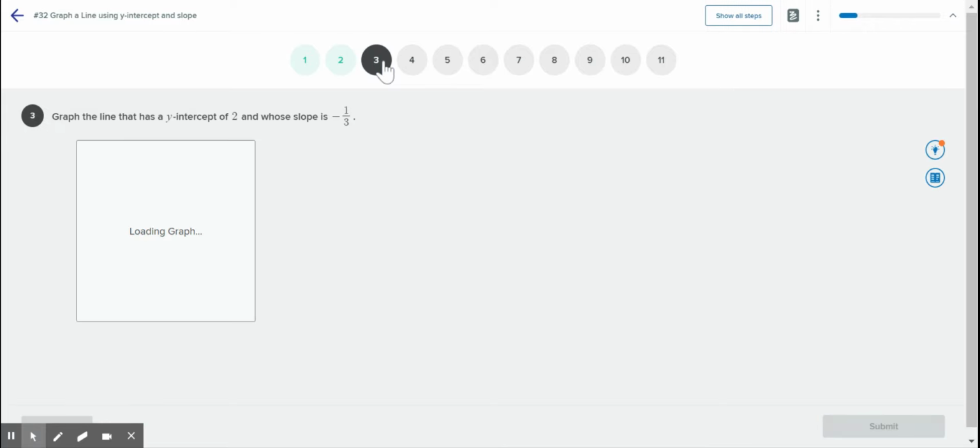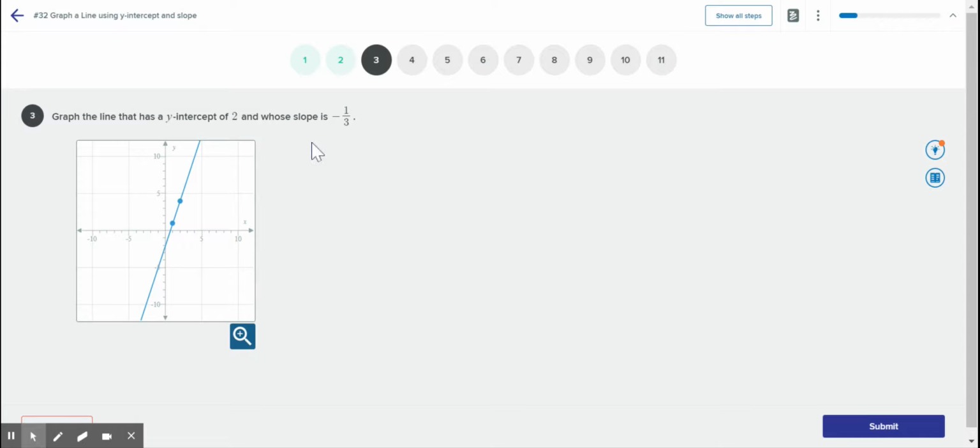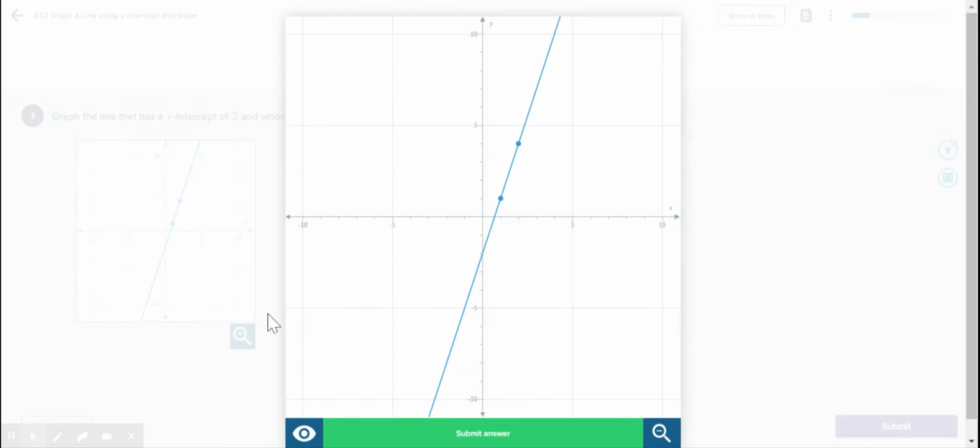Okay, next problem. Same idea. Y-intercept of 2. So you drag the first point to 2. This time the slope is negative. That means I'm going to go down first. So let's go ahead and zoom in. It said the y-intercept was 2, so up 1, 2. And then the slope was negative. So that means I'm going to go down. So I'm going to go down 1 and then to the right 3. 1, 2, 3.